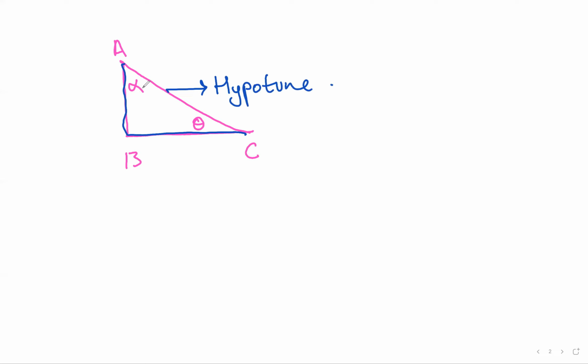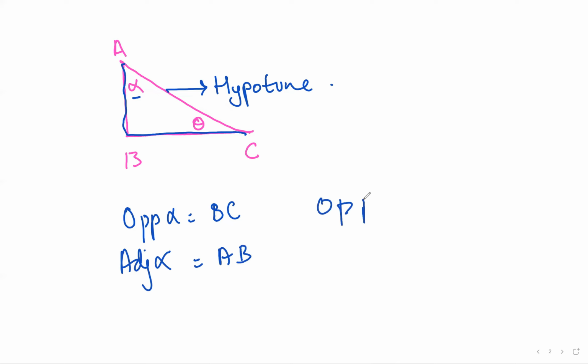Now, the opposite side for this alpha. We are just talking about alpha right now. What is the opposite side to alpha? The opposite side to alpha is BC because it is opposite to alpha. And what is the adjacent side to alpha? The adjacent side to alpha is AB. Similarly, let's talk about the opposite side to theta. The opposite side to theta is AB. The adjacent side to theta is BC. Are you all with me till here? And AC is the hypotenuse for both of them.